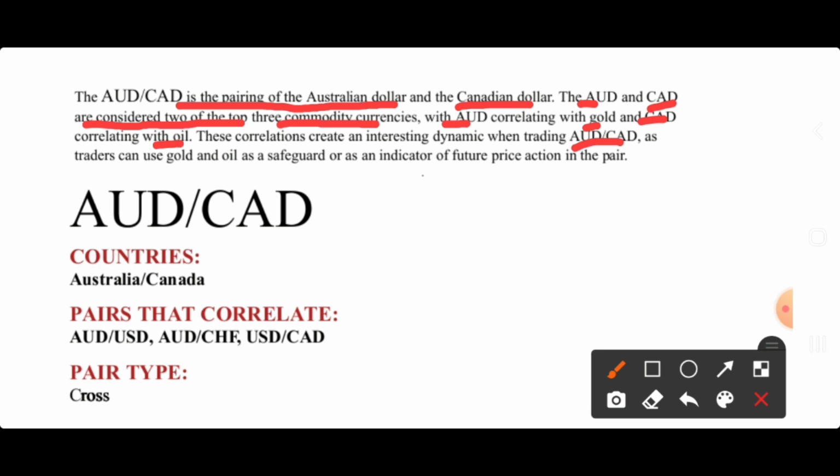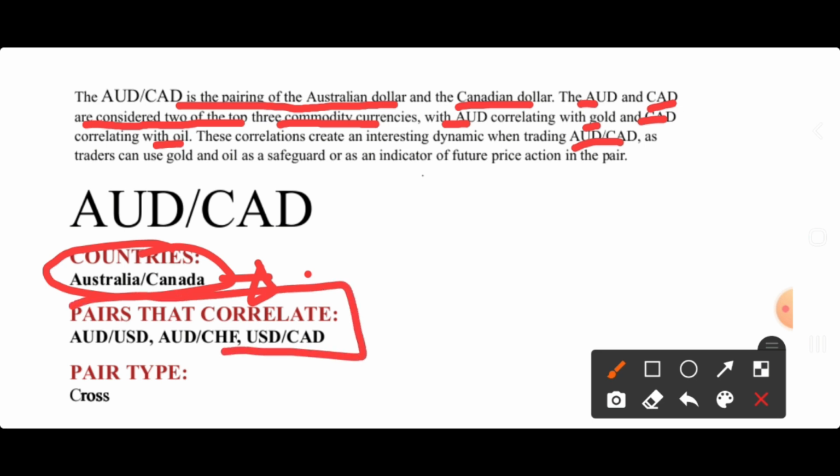So when it is the best currency, you buy it. When it is the hot currency, you sell it. So we see the countries, of course, it is Australia and Canada where these pairs come from. So these are the pairs that they correlate with. So AUD/CAD correlates with AUD/USD, AUD/CHF, and USD/JPY. So the pair type is that it's a cross pair.